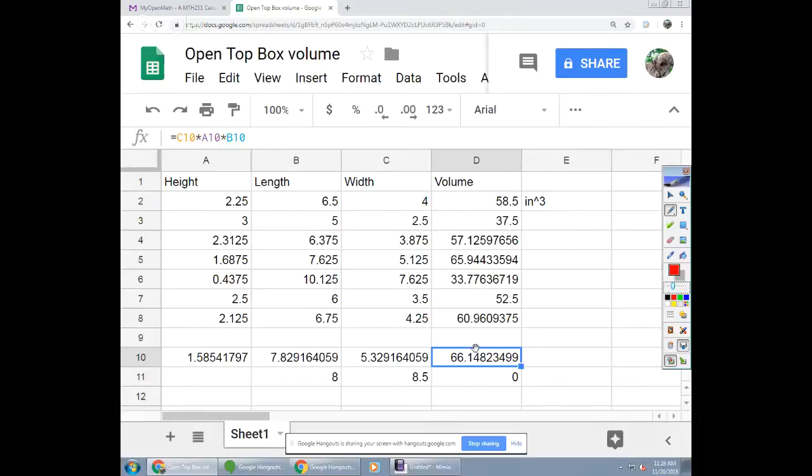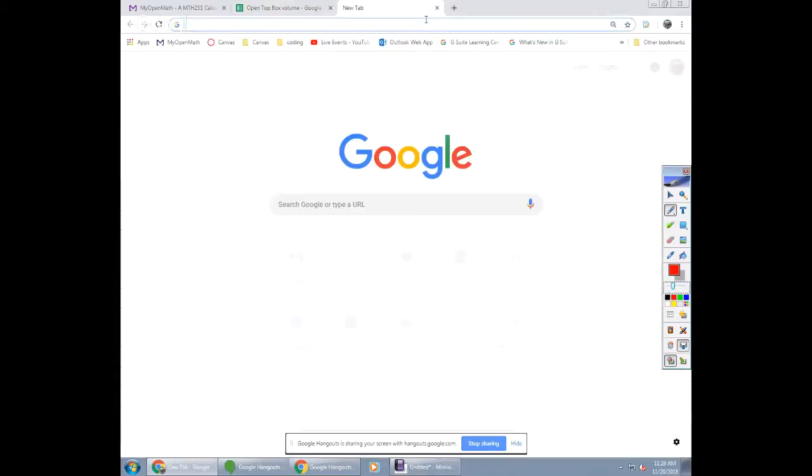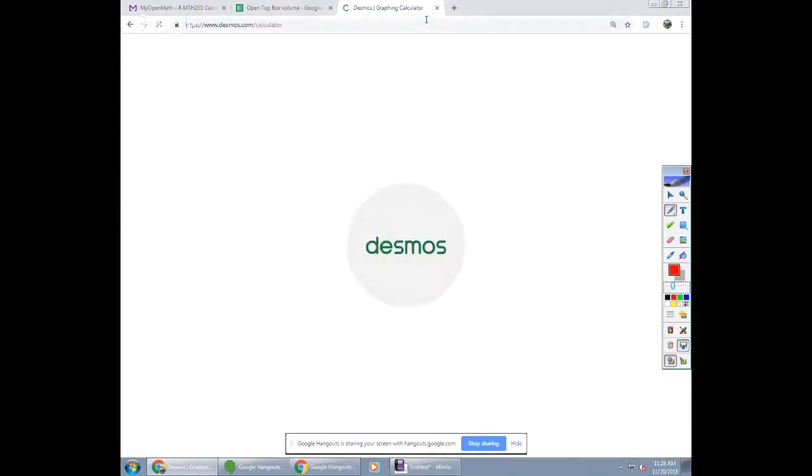Okay, so let's look at the graph of it, because here I just have some scattered points, x versus volume. So we're graphing the height versus the volume. So whip out your calculators. Highlight those. That's what I'm graphing. So Desmos to the rescue.